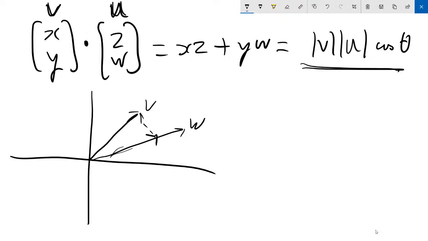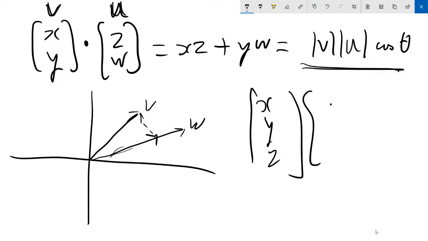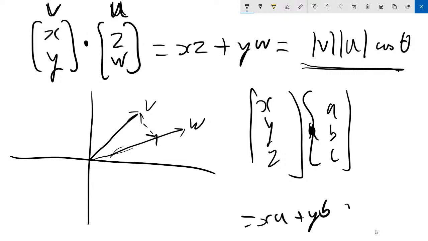So notice that everything I put over here is extended to 3 dimensions as well. If you were to have XYZ and ABC getting dotted together, there would be XA plus YB plus ZC. So it all extends. Now the next topic that I'd like to look at is the cross product. So you look at those 2 vectors.